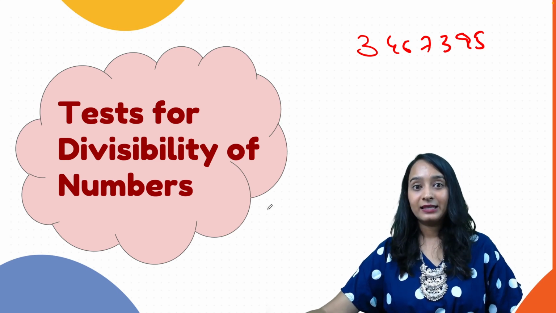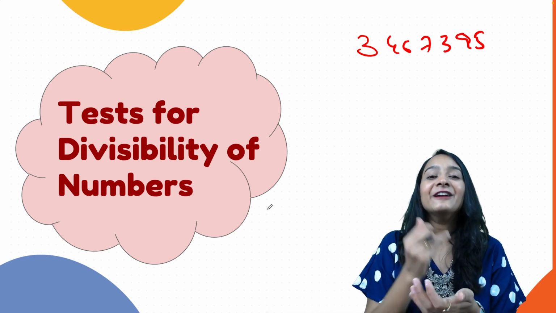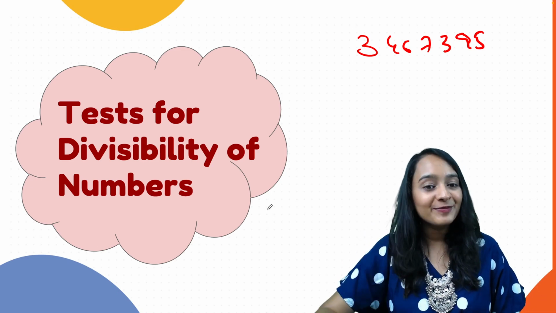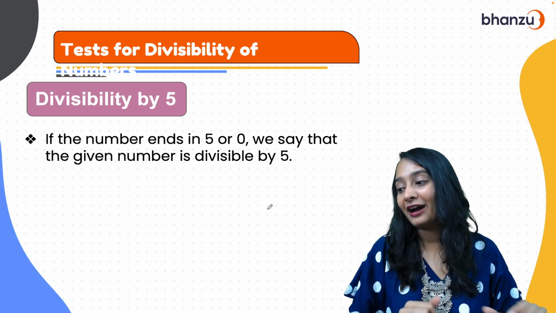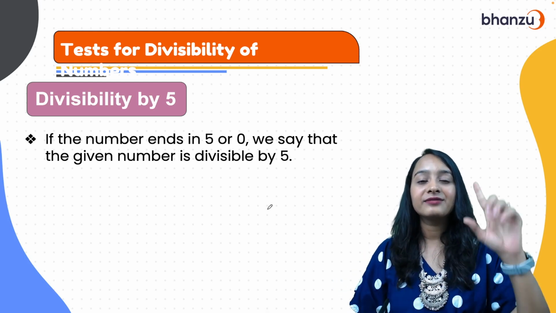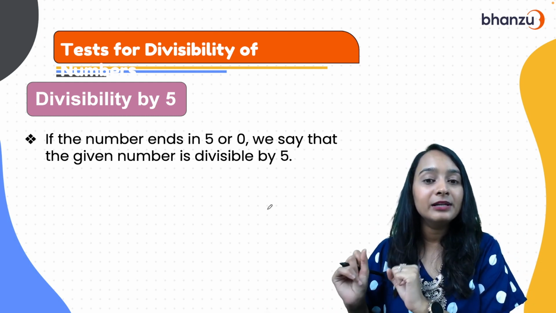So I'll say yes. Within seconds, just looking at the number, I can say if a number is divisible by another number or not. How? Because there are a few rules that we will have to follow. The first one, divisibility tests by 5. Now, when do you say that a number is divisible by 5?